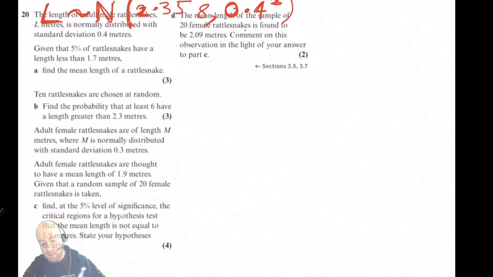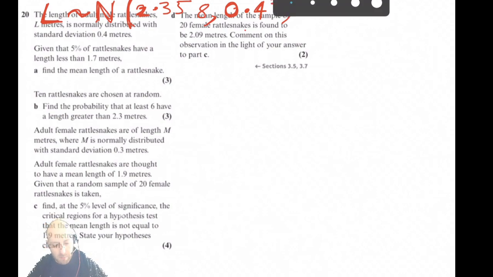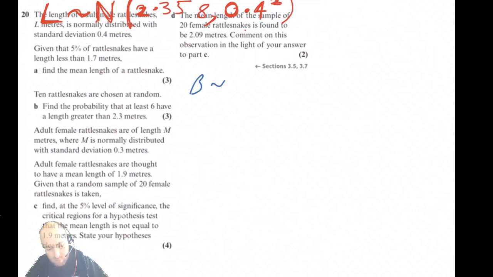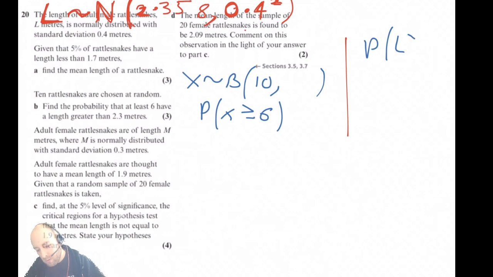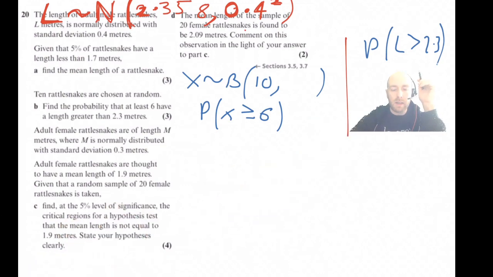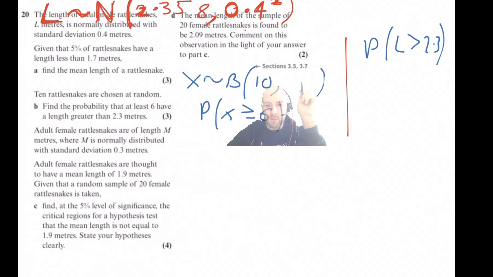Okay, part B. 10 are chosen at random. Cool. So straight away, thinking this is binomial. X is a binomial with 10 chosen, and the probability we don't know. So we need to work out this probability again. For our binomial, we need the probability that X is at least 6. But to do that, we need to do the normal to find the probability that any snake has a length greater than 2.3. So we need to do the normal bit here on the calculator, and whatever we get is our probability for our binomial bit.